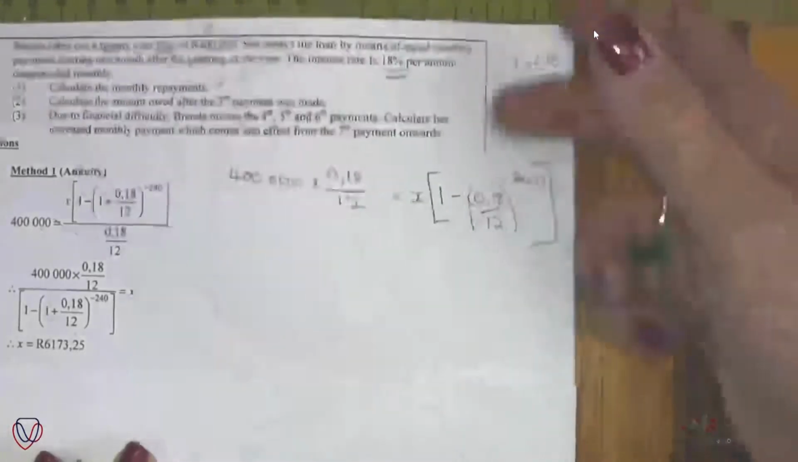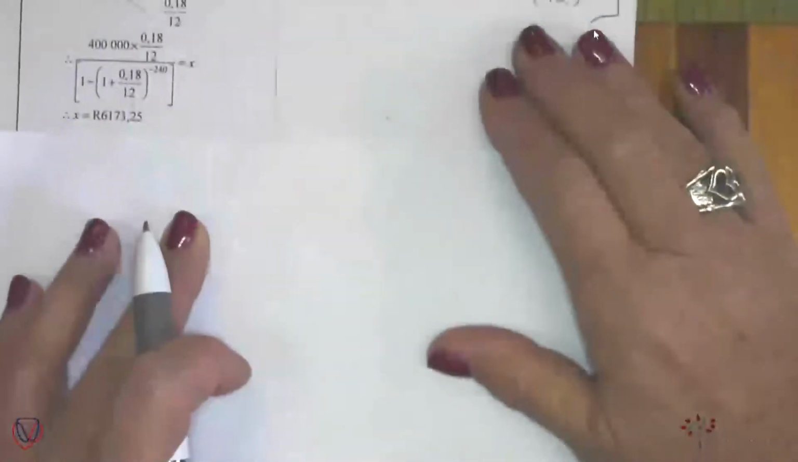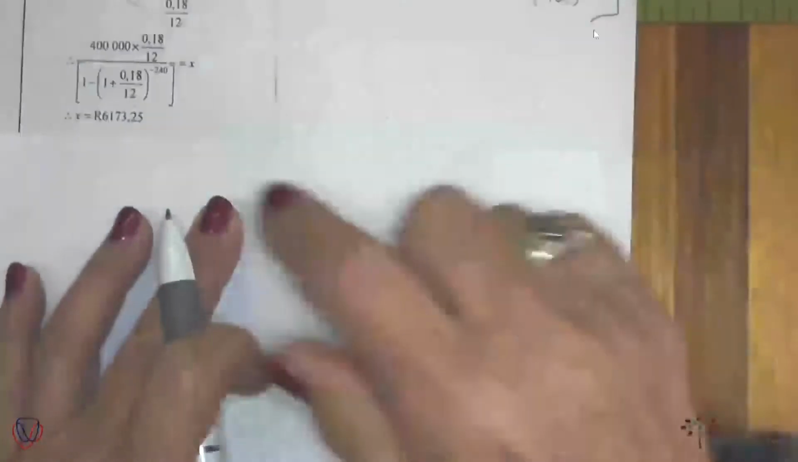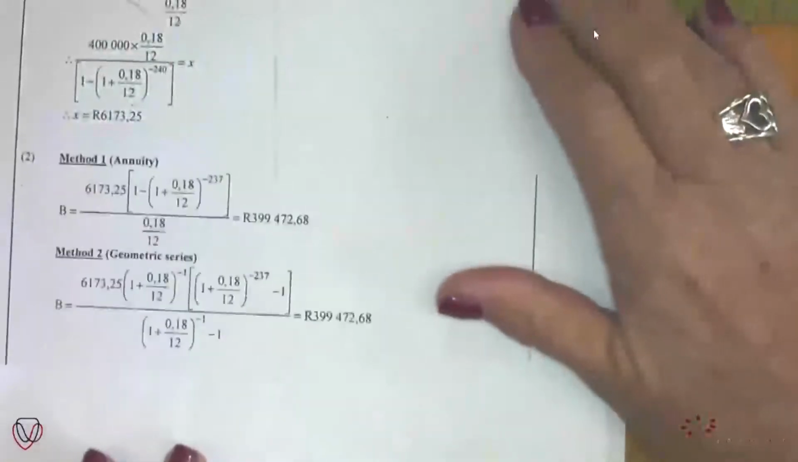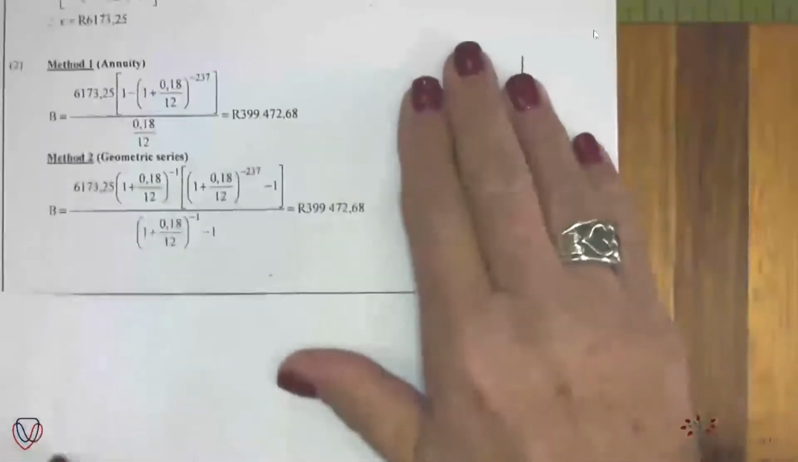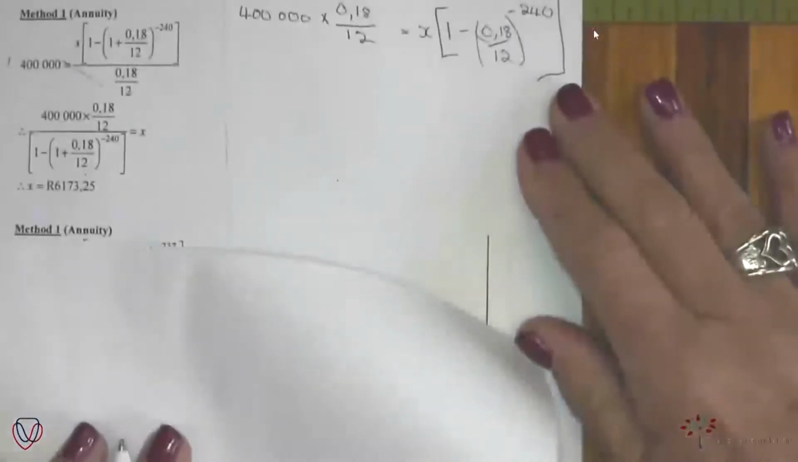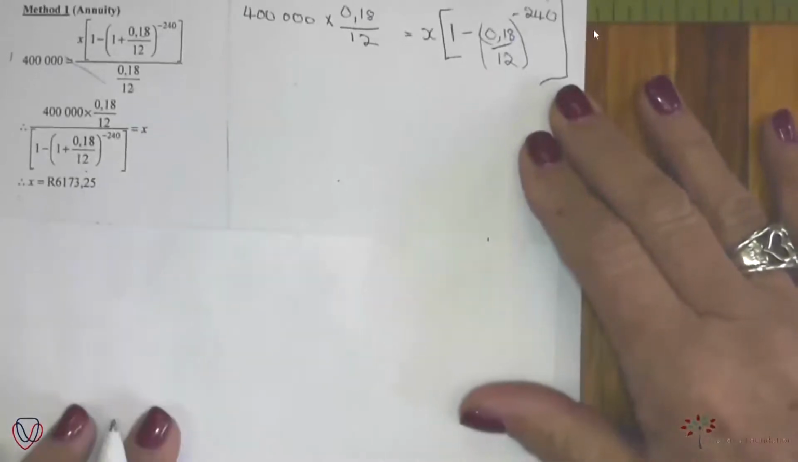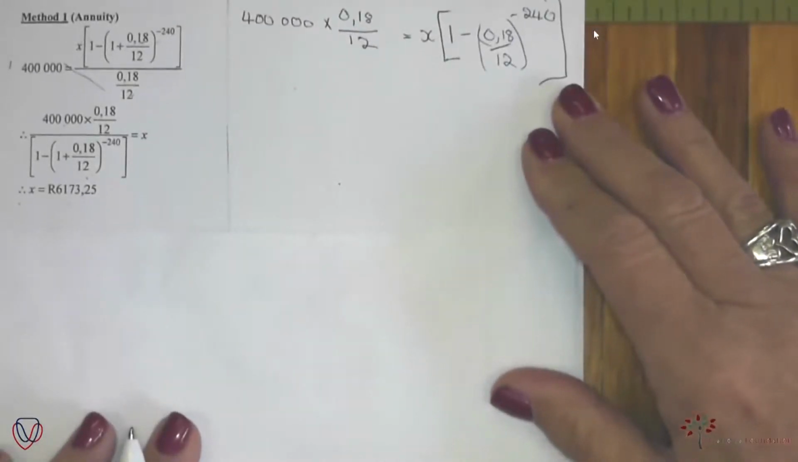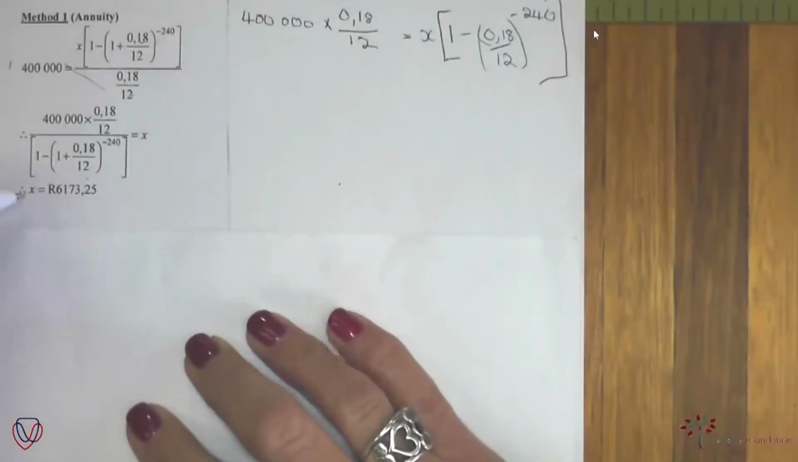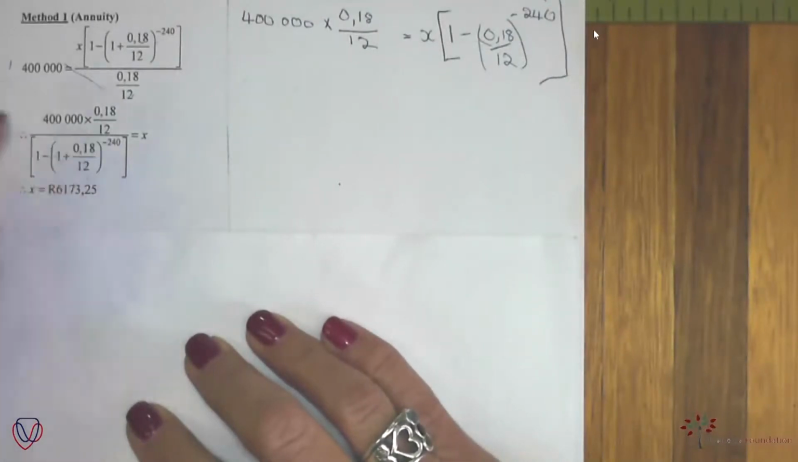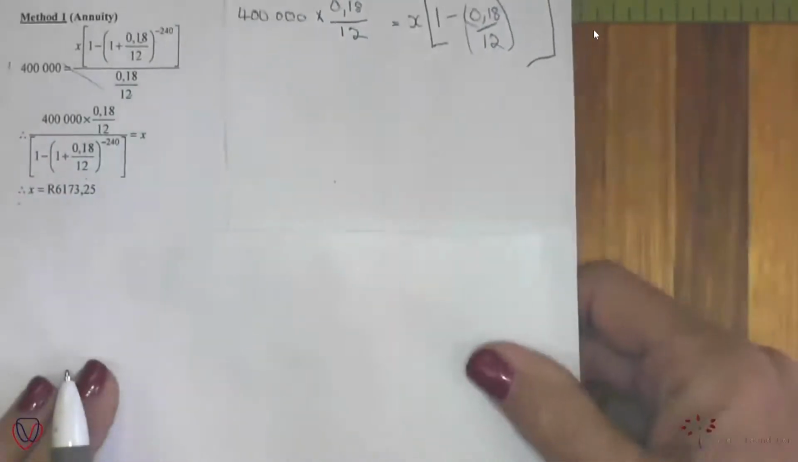Okay, people, that was another loan, and I wanted you to find x. That's why I did that one. And that other method we are not doing because we don't like that method. You use this method. Okay, then we say, right, that is the payment that she's got to pay for 240 months. Right, the next one.